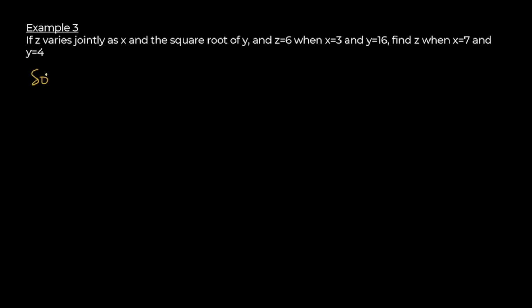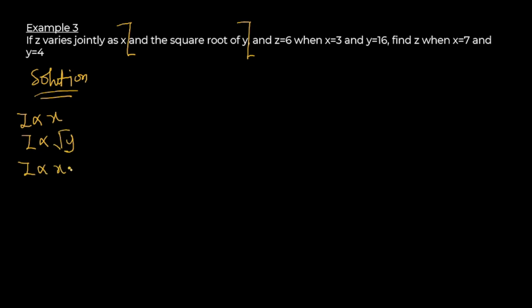So we have z varies jointly as x, so this is our first variation, and the square root of y. This is the end of our second variation. So we have z varies jointly as x, which is a direct variation, and then z also varies as the square root of y. So we combine these two variations and we get z varies as x and the square root of y jointly.